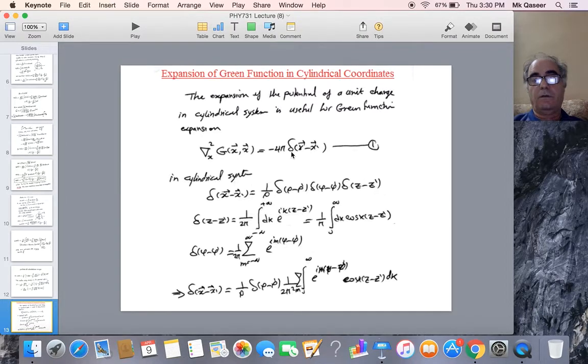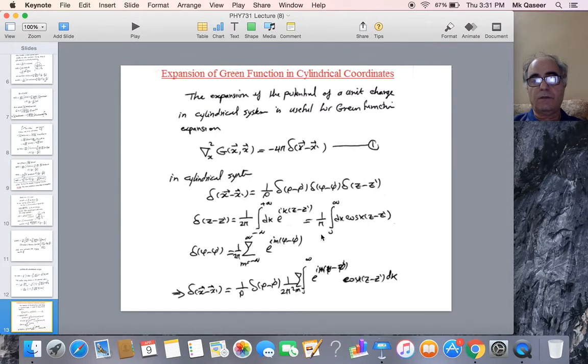Now this delta is given by 1 over rho, the Jacobian, delta rho minus rho prime, delta phi minus phi prime, delta z minus z prime. We write for this the completeness relation, 1 over 2 pi, summation of e^(i m (phi minus phi prime)). For delta z minus z prime, we write this integral form of the Dirac delta function, which is equivalent to 1 over pi, integral from 0 to infinity dk cosine k(z minus z prime).